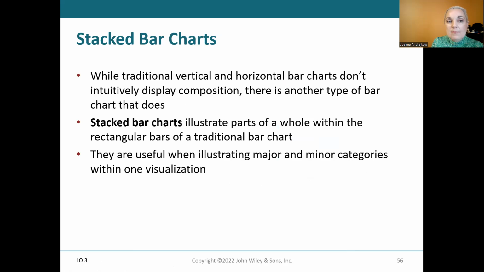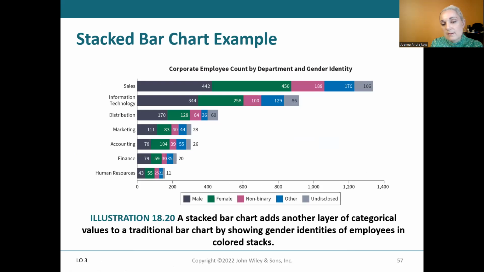And then we have stacked bar charts. While traditional vertical and horizontal bar charts don't intuitively display composition, there is another type of bar chart that does. Stacked bar charts illustrate parts of a whole within the rectangular bars of a traditional bar chart. They are useful when illustrating major and minor categories within one category.